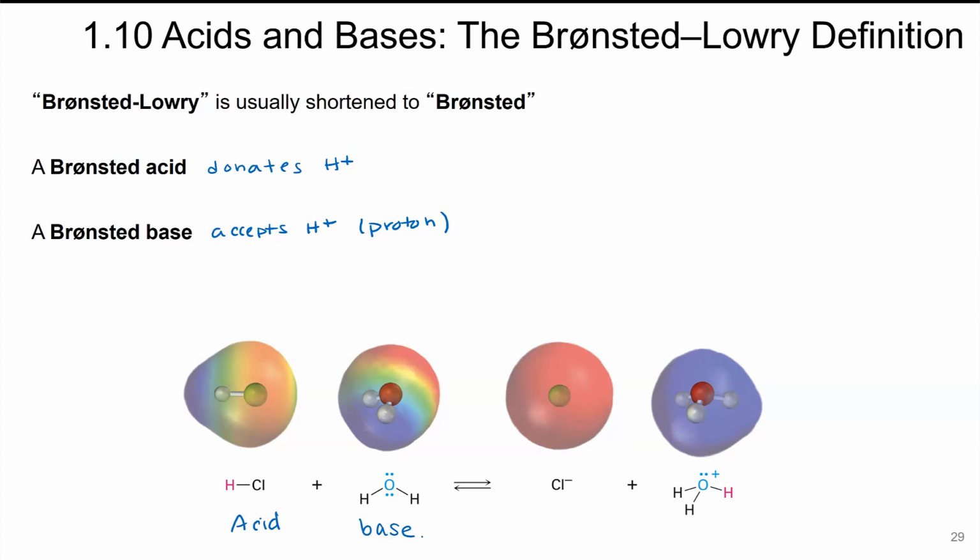To figure out the conjugate acid and conjugate base, we can look at the reaction going backwards. In this case, the Cl- was Cl-, and it becomes HCl, so it is accepting a proton, which means this is the conjugate base. And by default, this is the conjugate acid.